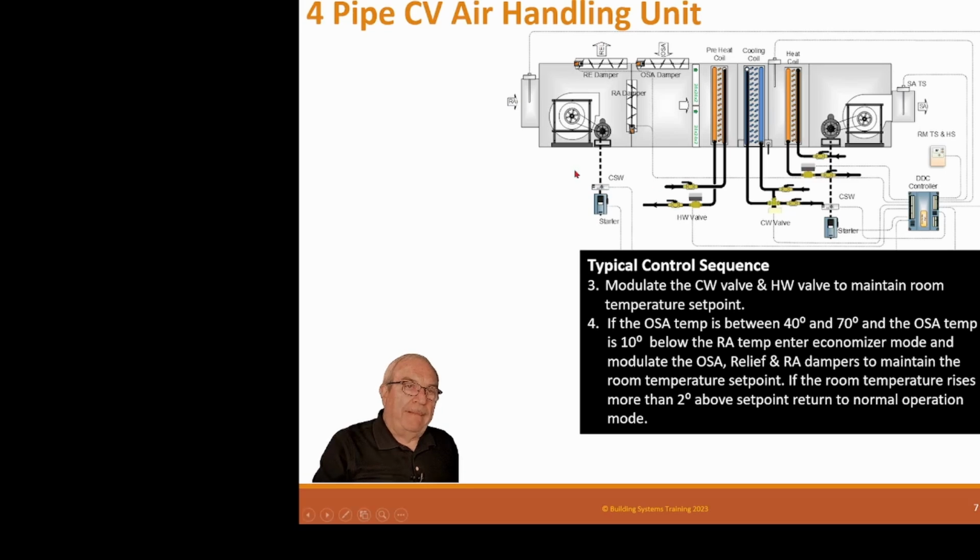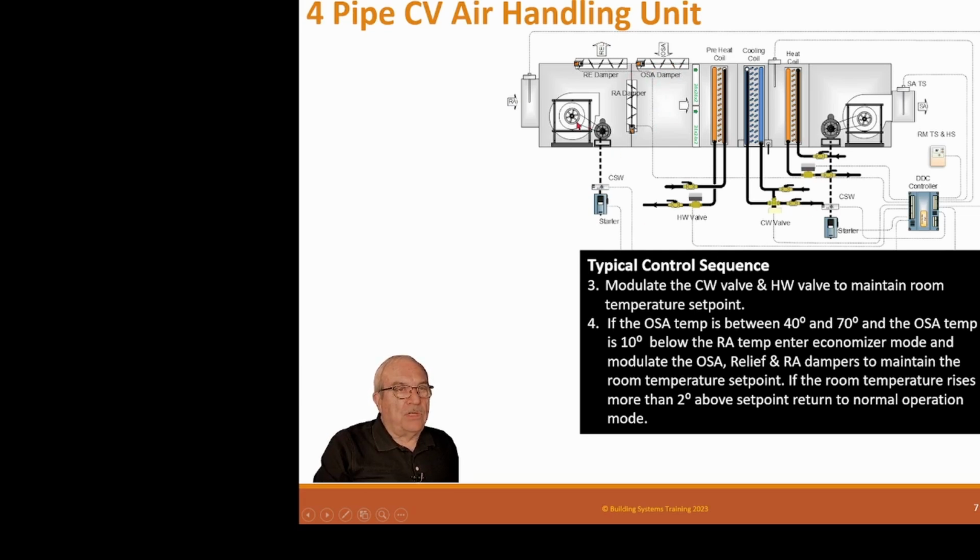Okay, so remember, constant volume. So when the outside air temperature is cold enough to be able to do the cooling load, then we'll enter economizer mode. And in economizer mode, we basically open the outside air, bring the outside air in, and the return fan then sucks air out of the room and then delivers it to the relief damper. Now we want to use this for temperature, so we're going to modulate these such that we maintain room temperature.